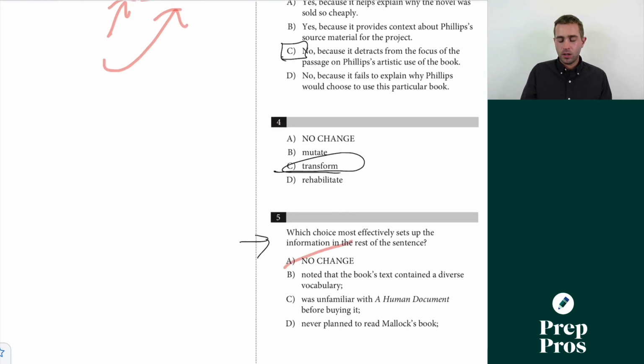So A is wrong. Noted that the book's text contained a diverse vocabulary. That's not what we're focused on at all. It's not about the different types of words we see. Was unfamiliar with it before buying it. The rest of this, with him treating it and him basically covering up pieces of it to make something new, has nothing to do with his familiarity. He just very clearly, he never planned to read the book because he's just covering up a bunch of words and taking what was on the book to make his own new expressions out of the text.